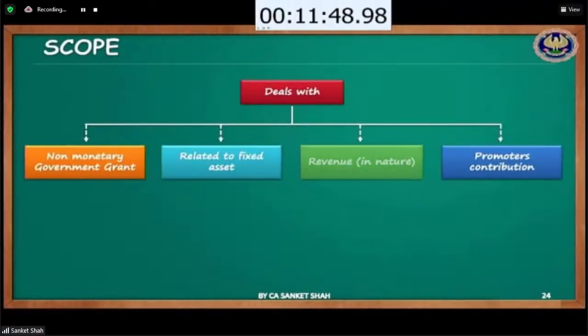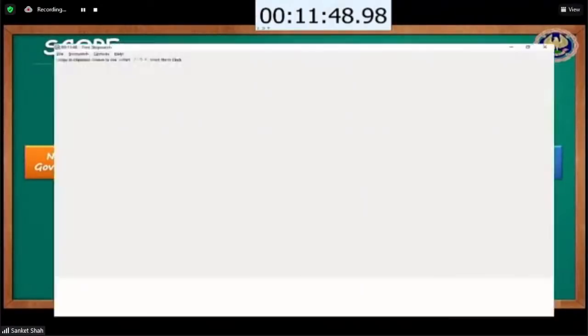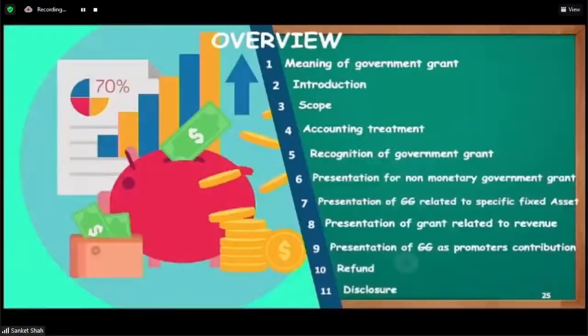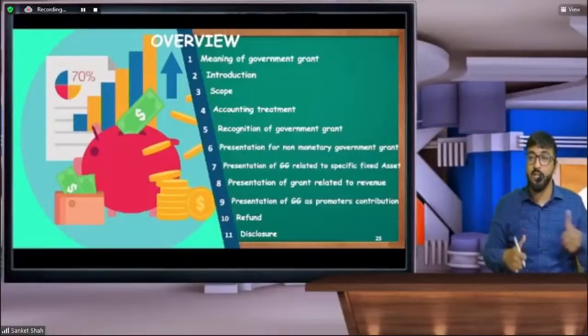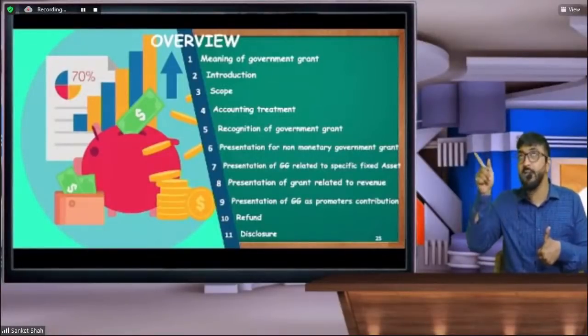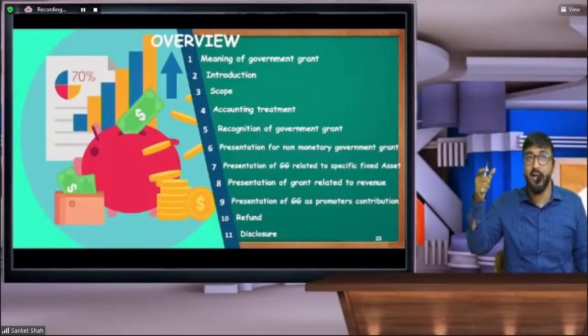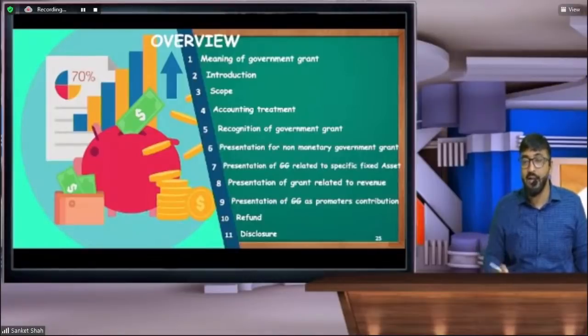थर्ड वन, लैंड रिलेटेड टू रेवेन्यू इन नेचर। चलो फर्स्ट वन इज नॉन मॉनिटरी एसेट। फॉर नॉन मॉनिटरी एसेट गवर्नमेंट ने ग्रांट दिया, मींस फॉर लैंड दे दिया। सो इफ गवर्नमेंट हैज गिवन यू द लैंड, इन दैट केस व्हाट इज द एंट्री? यू विल रिकॉर्ड दैट लैंड एट 100 rupees.